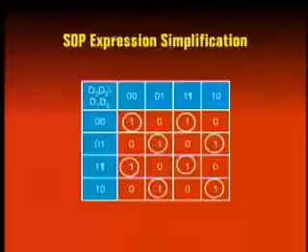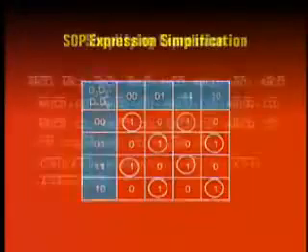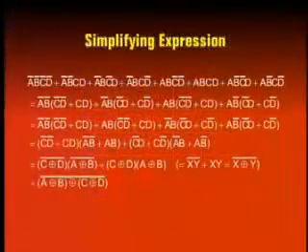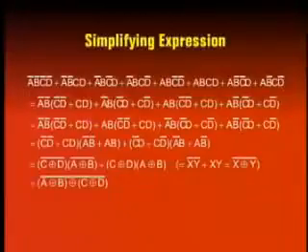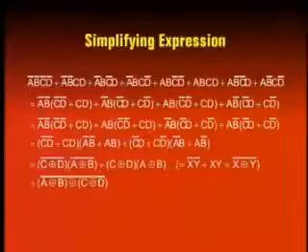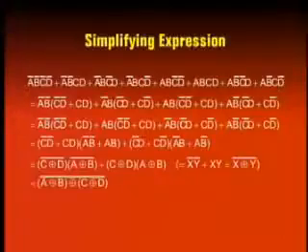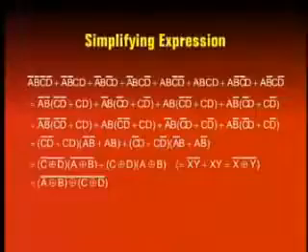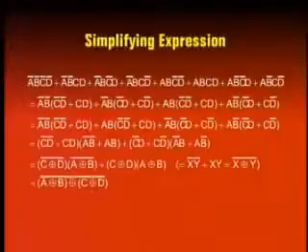Let's have a look at the simplification of the Boolean expression representing the odd parity function. The expression, for the sake of simplification, is represented in terms of variables A, B, C and D instead of D3, D2, D1 and D0 respectively. The expression can be rewritten in terms of common product terms A bar B bar, A bar B, AB and AB bar, and sum of product terms C bar D bar plus CD and C bar D plus CD bar.